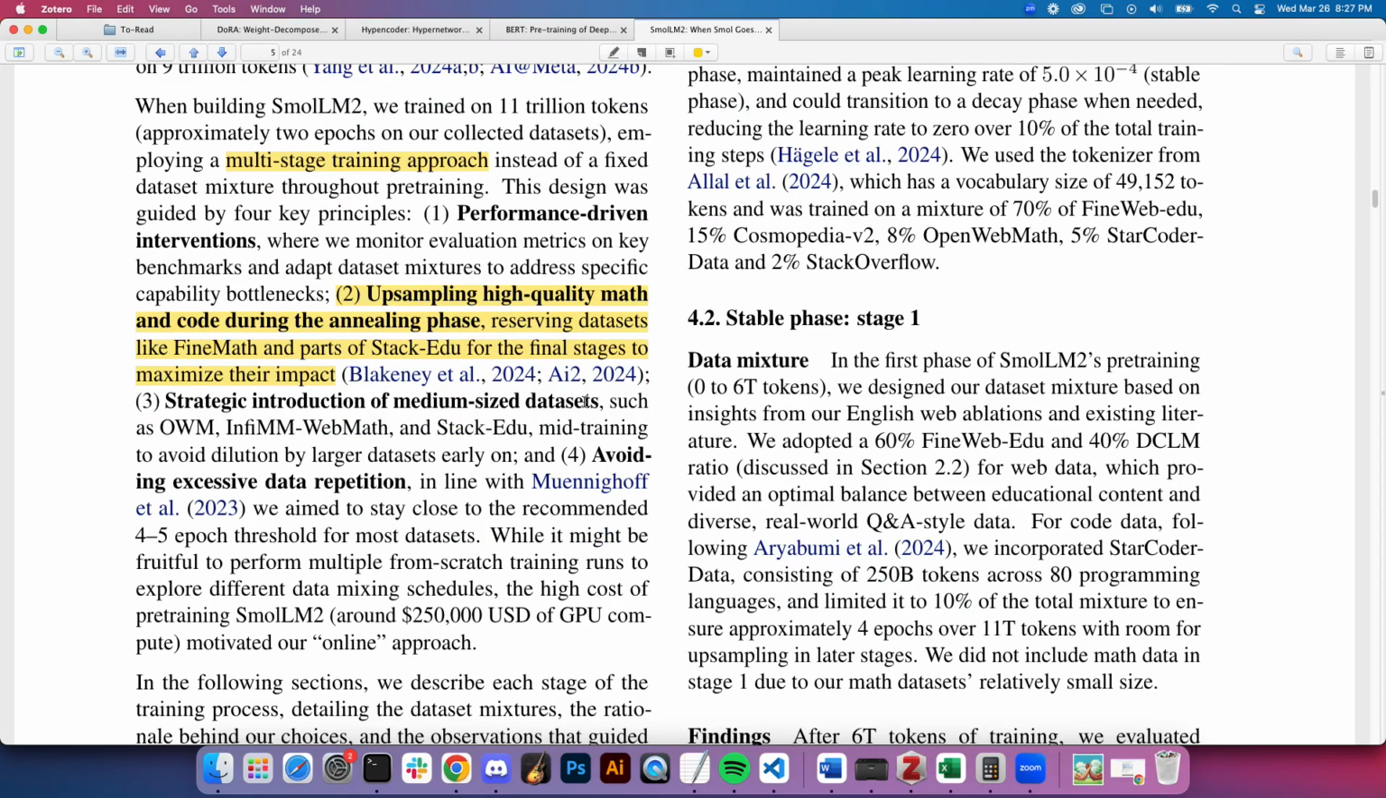Strategic introduction of medium-sized datasets, introducing them mid-training to avoid dilution by larger datasets early on. Strategic introduction of medium-sized datasets such as OWM, InfiMM, WebMath, and Stack EDU mid-training to avoid dilution by larger datasets early on. So that's interesting. That kind of seems relevant or related to upsampling, but I think this is more about timing. Not sure. Avoiding excessive data repetition. We stay close to the 4 to 5 epoch threshold for most datasets.